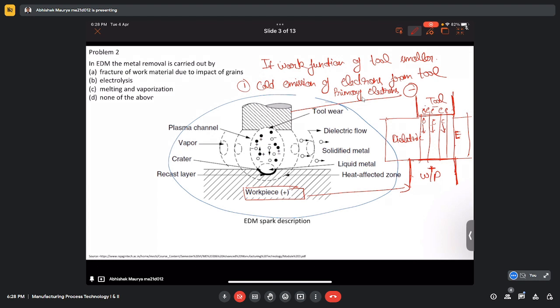When these primary electrons pass through the dielectric towards the workpiece, they strike the molecules, the atoms of the dielectric, and it ionizes the dielectric particles. Second step, ionization of dielectric particles. This ionization takes place because of the collision of primary electrons which are being accelerated toward the workpiece. When they collide with the atoms of the dielectric, it ionizes the dielectric.